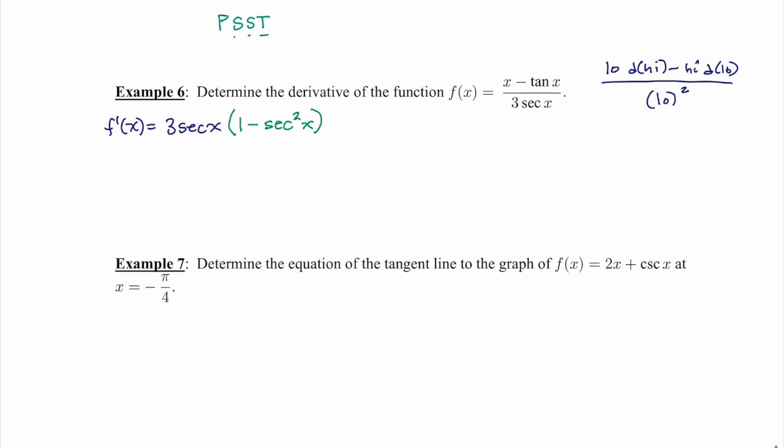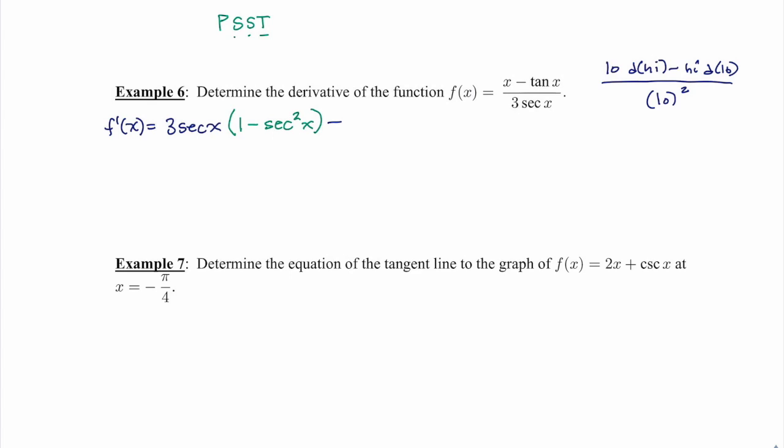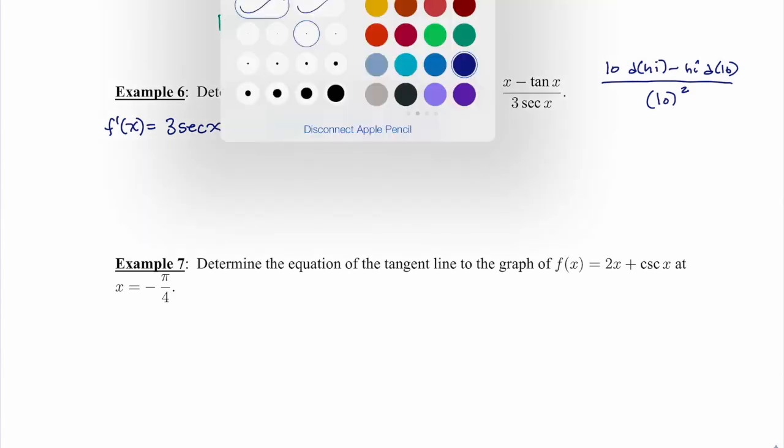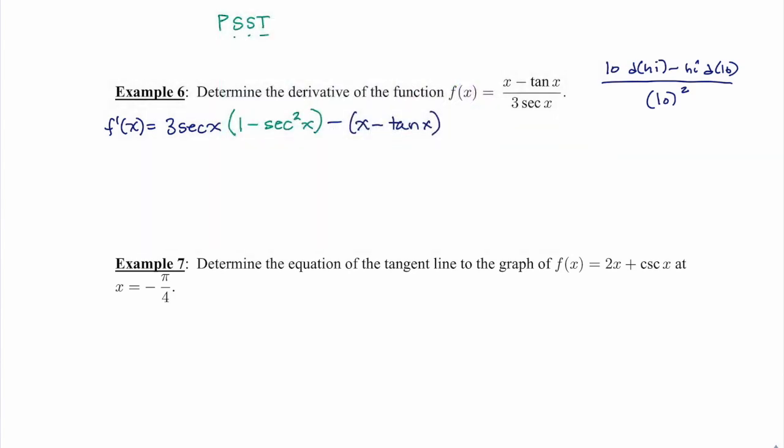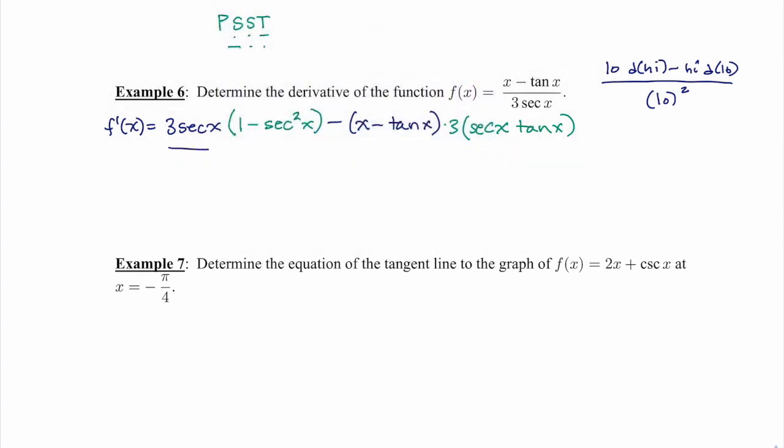And then we want minus high d low. So we'll have 3 times the derivative of secant. Secant derivative is secant times tangent. And then we have divided by low squared.